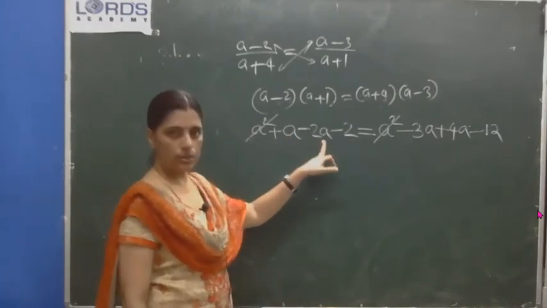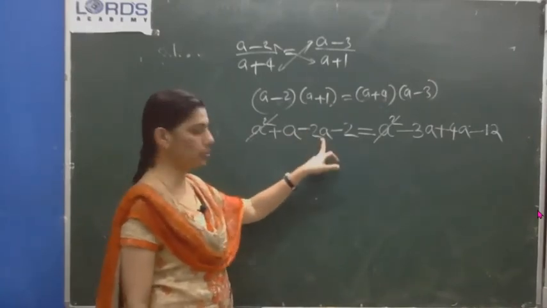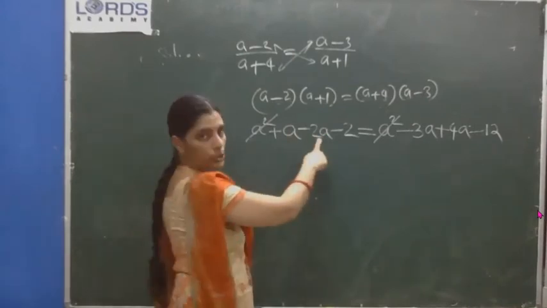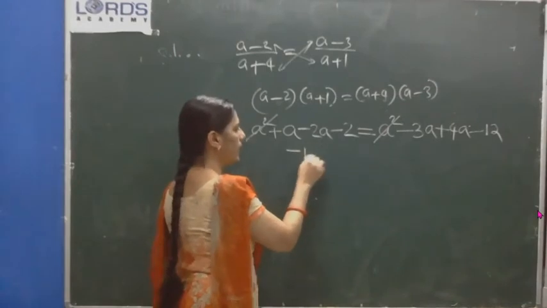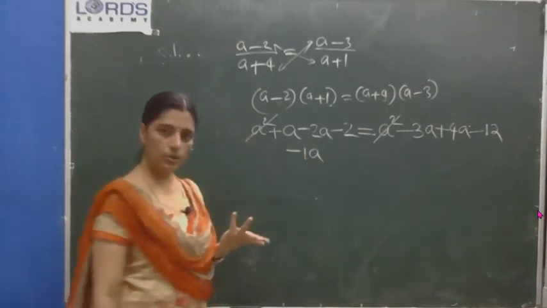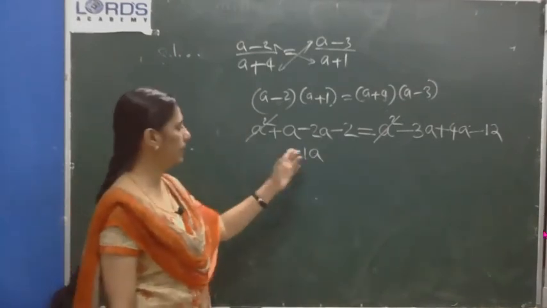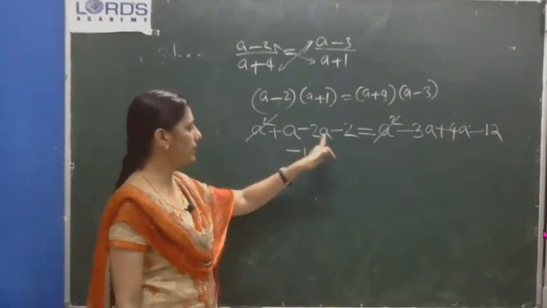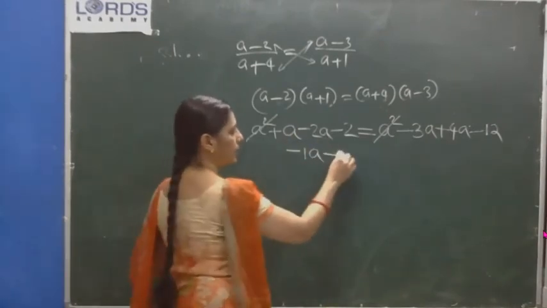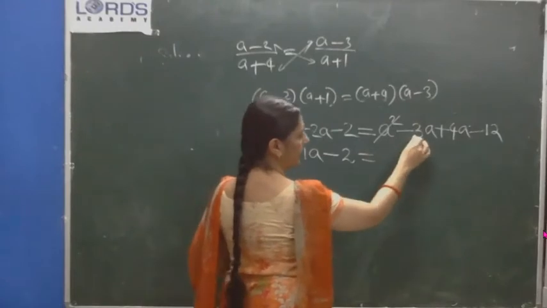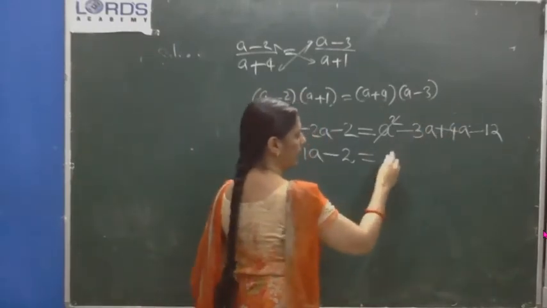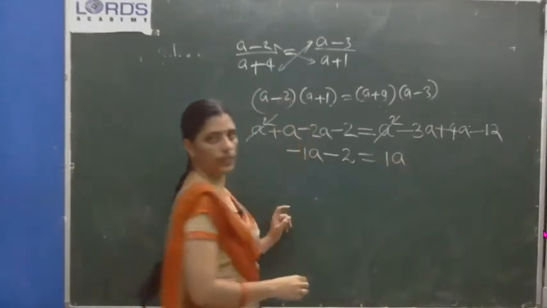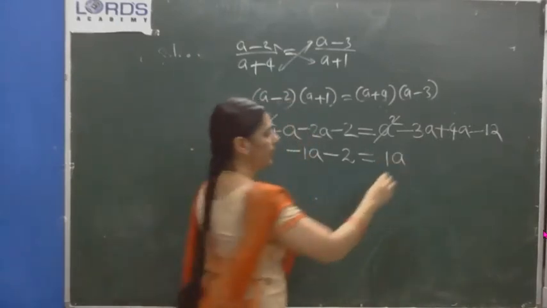1a minus 2a is 1 minus 2. From small you are subtracting large, so negative 1a. Otherwise, using the rule of integers also, you will get negative 1a. Then minus 2 equal to negative 3a plus 4a, or 4a minus 3a is 1a. That is positive 1a minus 12.